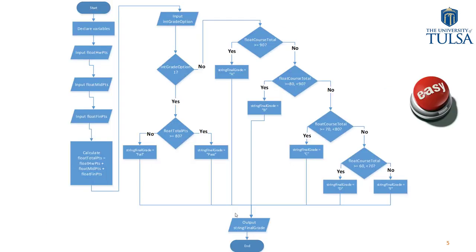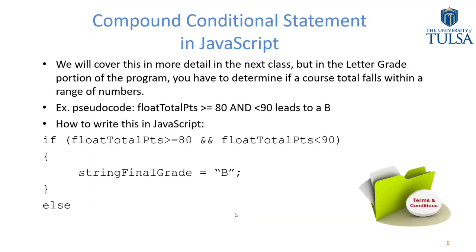So this is a depiction of one way to solve this particular problem. This is a flow chart. It goes through the basic steps that I just talked about in terms of declaring variables, getting your inputs, doing your calculation, and then using nested if statements, going through and figuring out what your final output grade is. Then you're going to output what I call string final grade, because in this particular case we're going to have either pass, fail, or A, B, C, D, F.